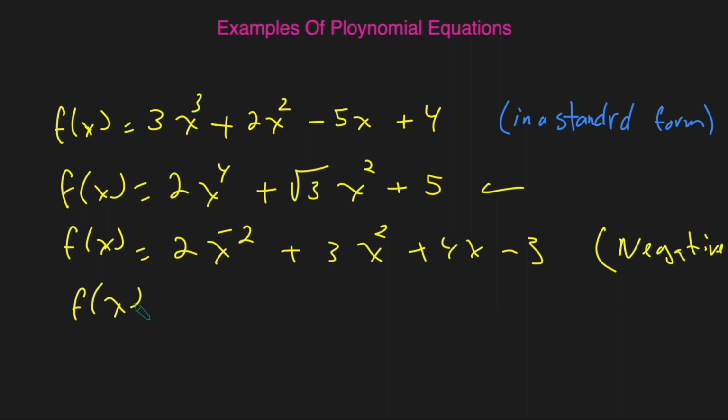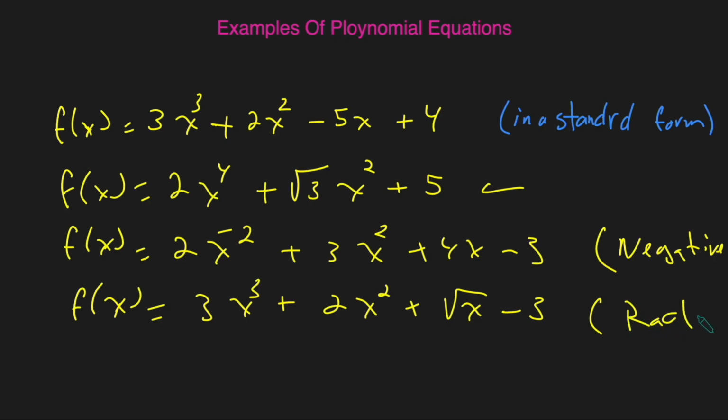Okay. Another example, f of x equals 3x cubed plus 2x squared plus root x minus 3. Would that be a polynomial equation? No. It has a radical variable, root x. So that's not. No. All right.